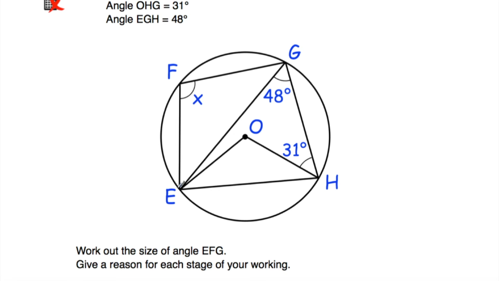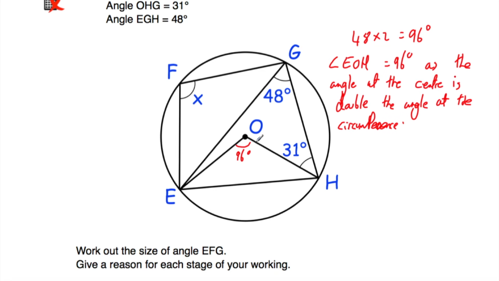So what I notice, if I look at EGHO, we've got the angle at the centre and the angle at the circumference, and the angle at the centre is double the angle at the circumference. So if we do 48 multiplied by 2, that's equal to 96 degrees. So this angle is 96 degrees, and we've been asked to give reasons for each stage of our working, so let's write that down. Angle EOH equals 96 degrees, as the angle at the centre is double the angle at the circumference. Okay, so we've done that first bit.